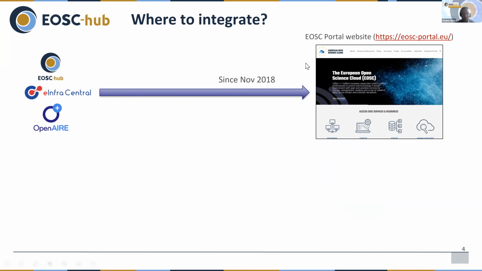Let me first start with a fundamental question: where to go to conduct these three different steps? The EOSC-hub project, in collaboration with other initiatives, more precisely OpenAire and eInfraCentral, put in place the EOSC Portal website, which was opened in November 2018. That EOSC Portal website since then seems to be the hub, the landing page for new providers to onboard into EOSC, to make their services visible and accessible for users.